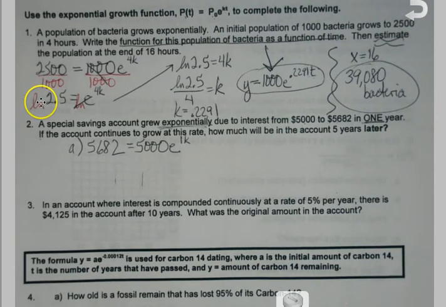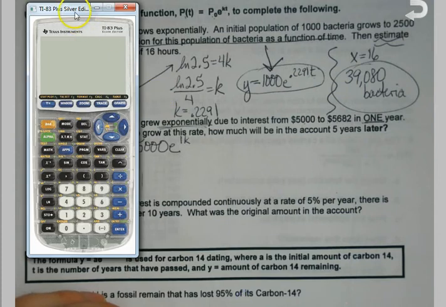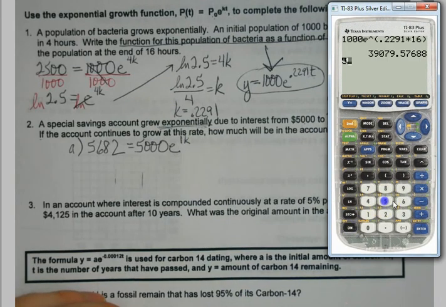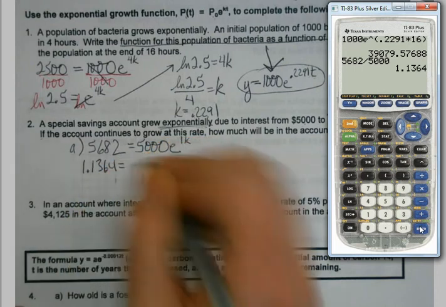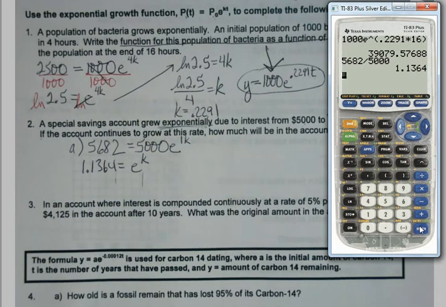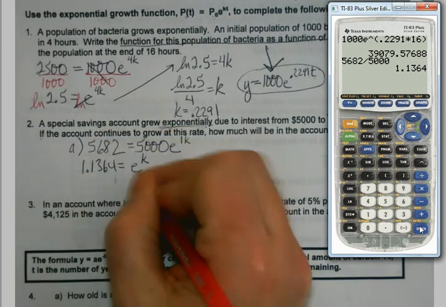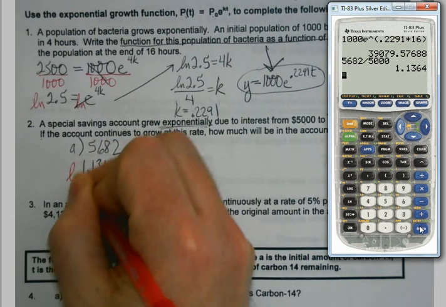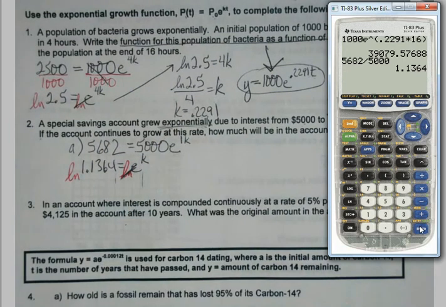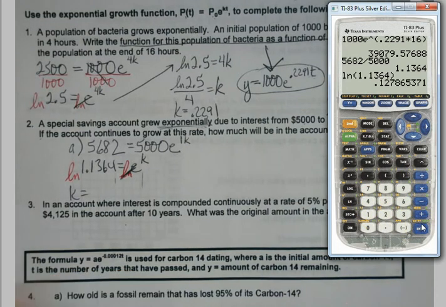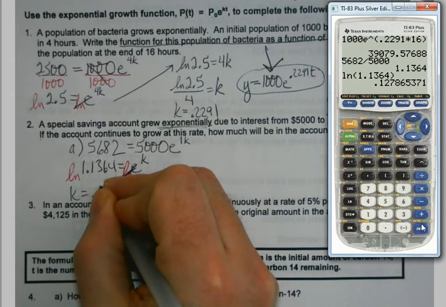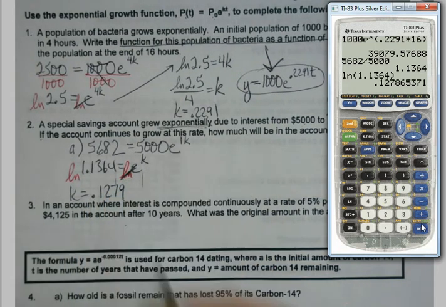You're like, we end up doing the same thing every time on this. It's true. And that's one of the things that make these not quite so bad as we would think. So do my division first. And this time, there's not going to be a whole lot of fancy business to do. I'll use my natural log to take care of the e. So my k value is just the natural log. And I get my k.